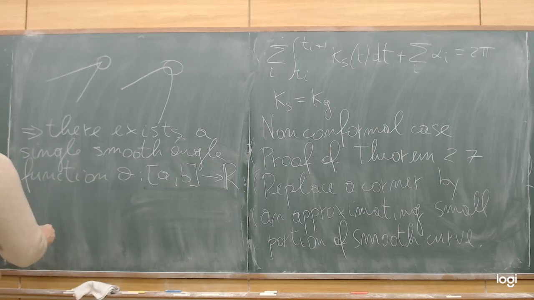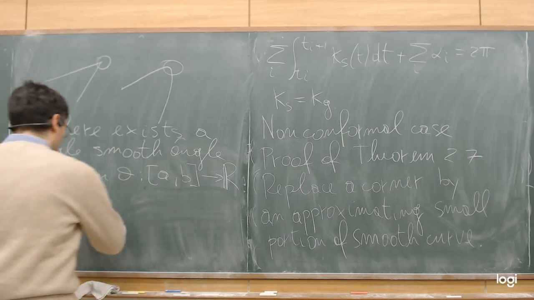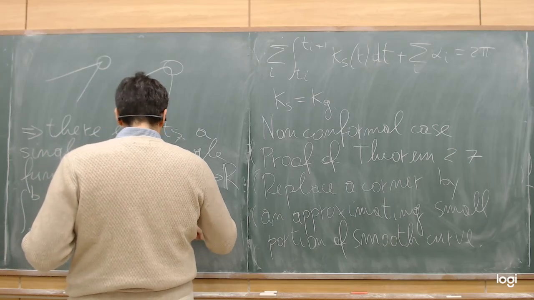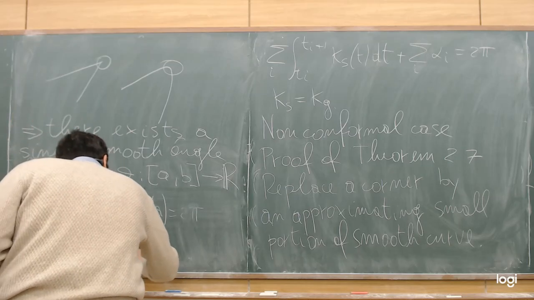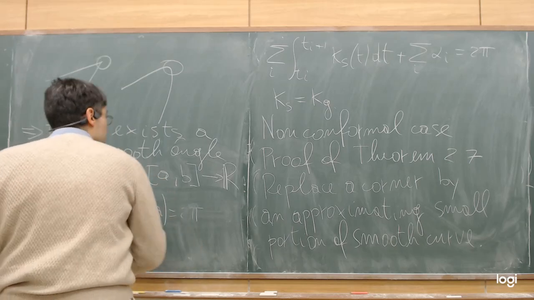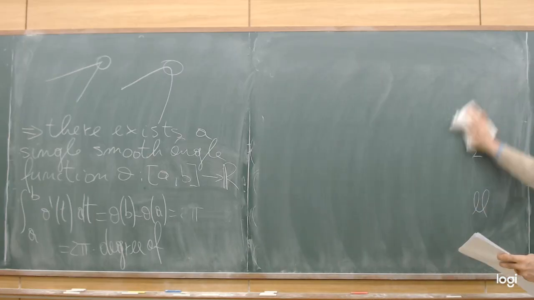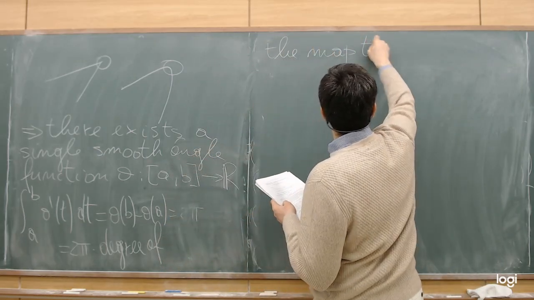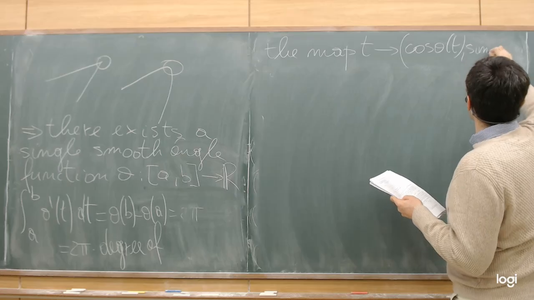And if you have this, then you can write that the integral of this function, which is theta b minus theta a, is 2 pi times the degree of the map t sent to cosinus of theta t, sinus of theta t.